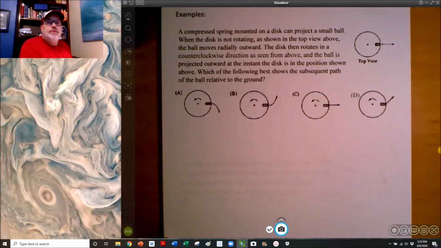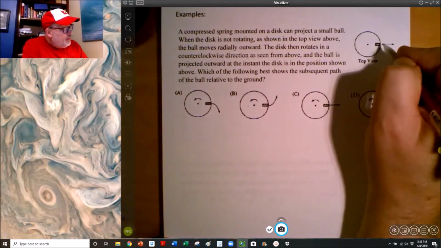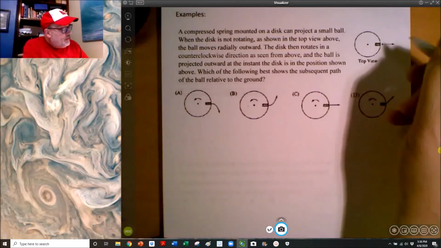Excellent. The disc then rotates in a counterclockwise direction as seen from above, and the ball is projected outward at the instant the disc is in the position shown. Which of the following best shows the subsequent path of the ball relative to the ground? Okay, so we're looking at it from above. The ball goes straight out, all right?